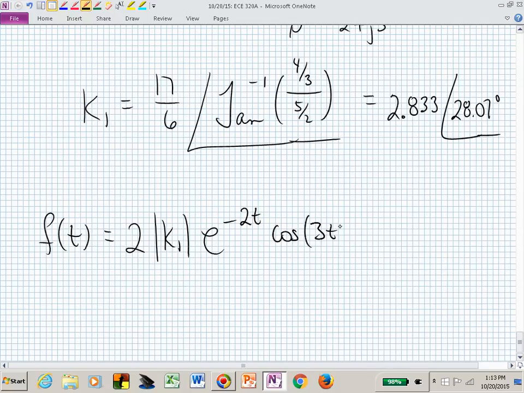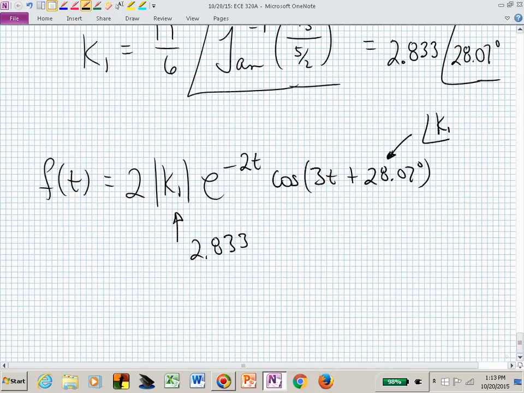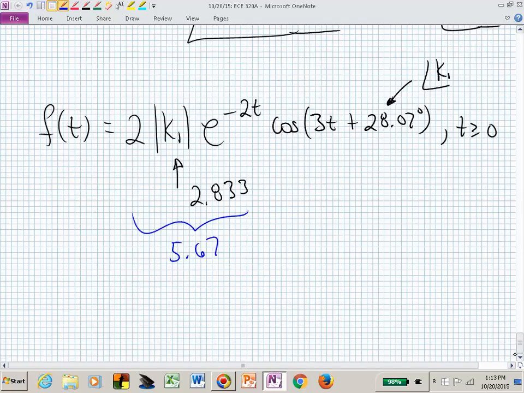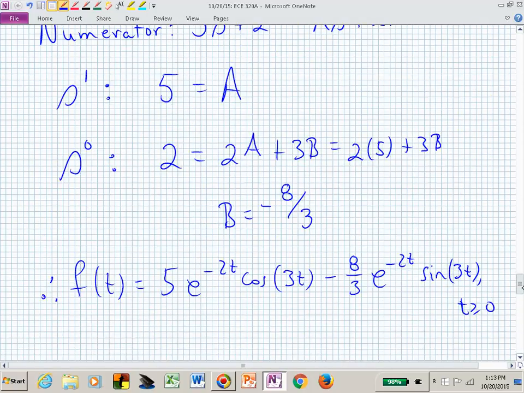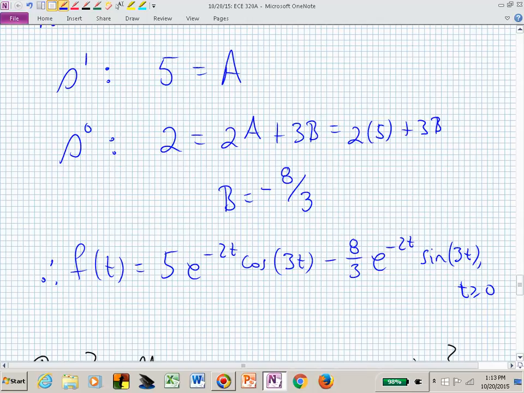cosine of 3t plus, and this is just the angle of K1, and this becomes 2.833. And that's true for t greater than or equal to 0. And if we combine these, or if we scaled 2.8 by 2, we end up with 5.67. And this f of t and that f of t are exactly the same. They're equivalent.